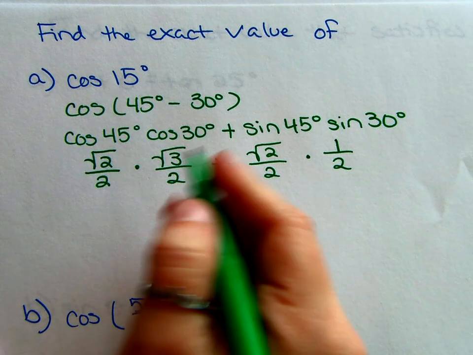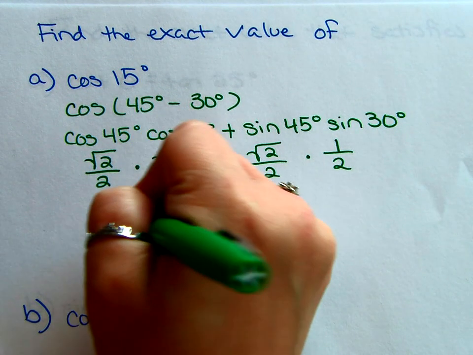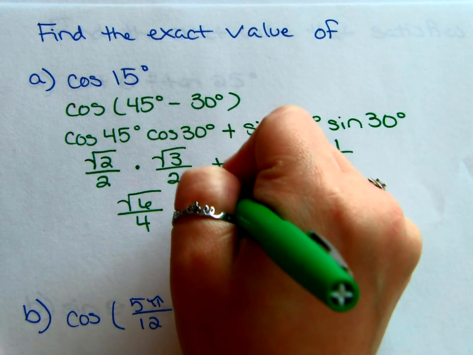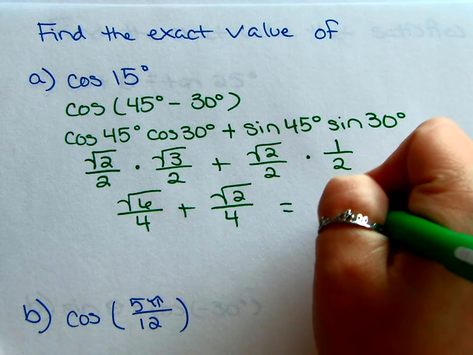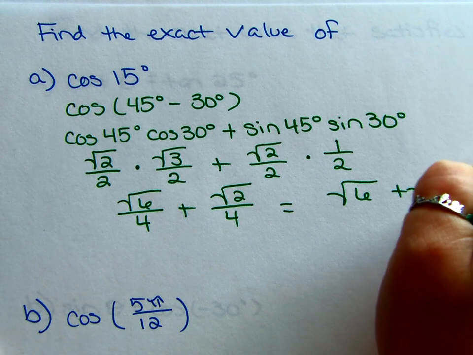So now I'm going to multiply these together. So I get the square root of 6 over 4 plus the square root of 2 over 4. Combine them together, and I get the square root of 6 plus the square root of 2 all over 4.